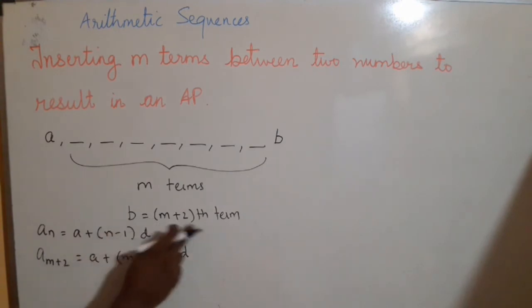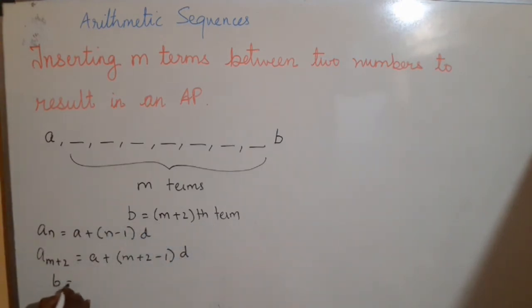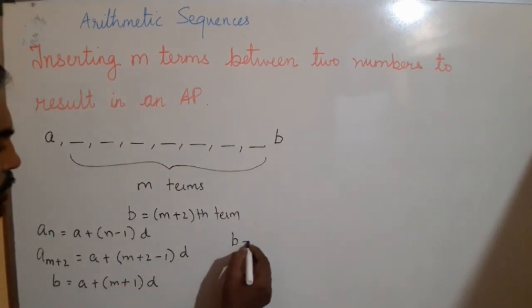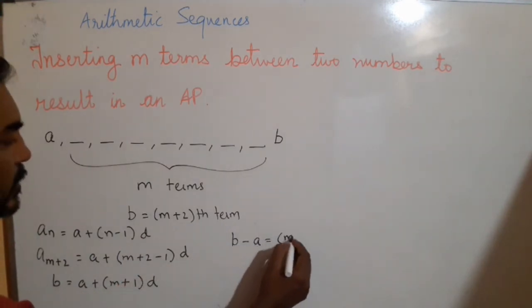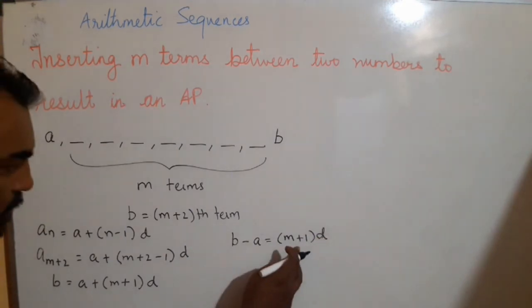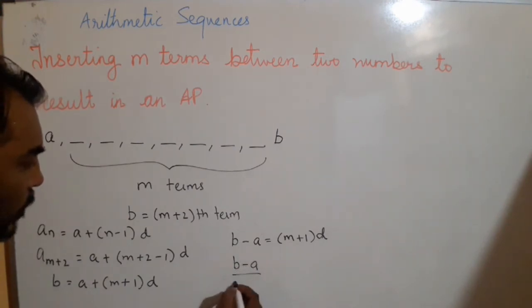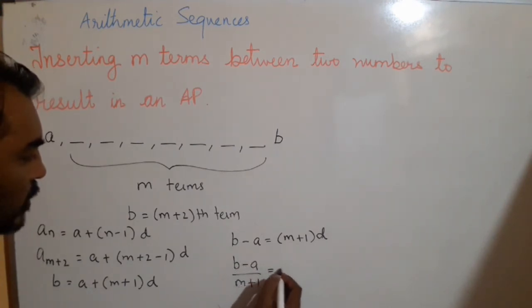Now which is the m plus 2th term? The m plus 2th term is b. So b is equal to a plus m plus 2 minus 1 d. What is 2 minus 1? It is 1. So I get m plus 1 d. Now I rearrange this formula. I take a on the left side. So I get b minus a equal to m plus 1 d. And when I rearrange m plus 1, I get b minus a upon m plus 1 equal to d.